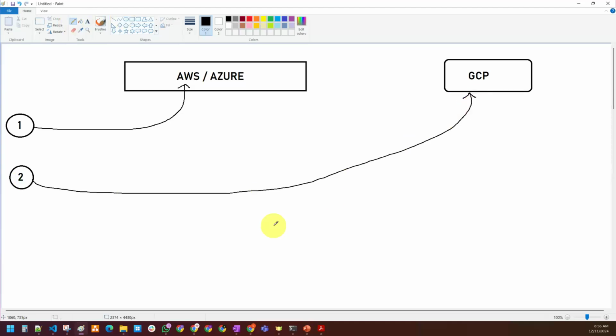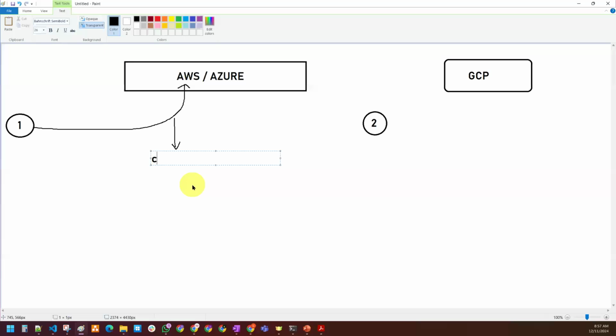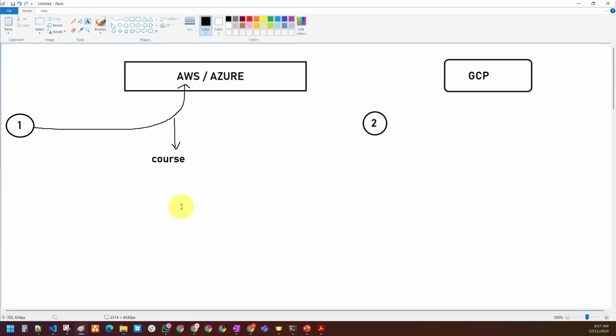So what happens for these two folks? Let us try to understand. There are 2 persons. One got the idea that AWS and Azure have a good market. That's the reason he went for the AWS course and he learned the course. Once after learning the course, what is the next thing, guys? Tell me.